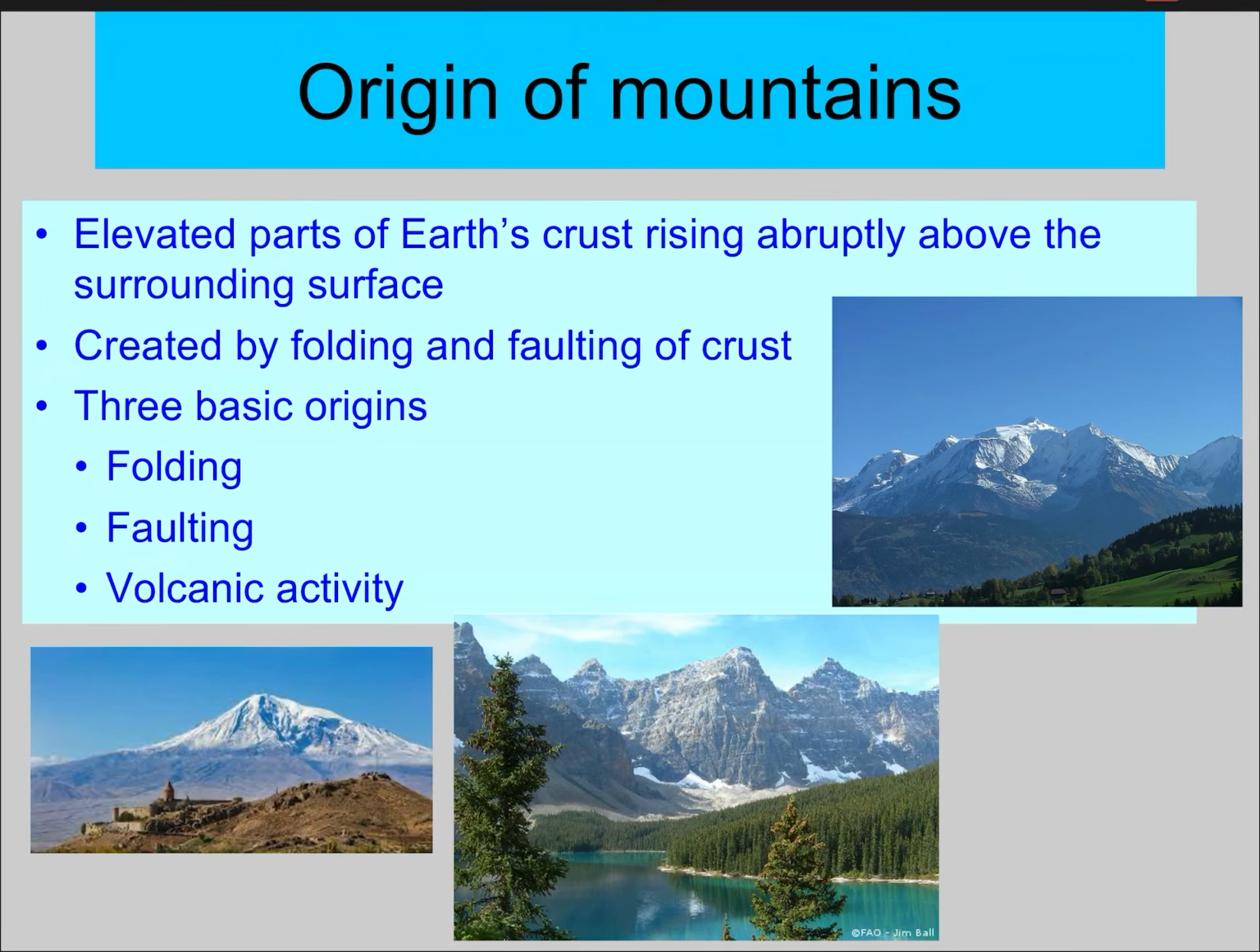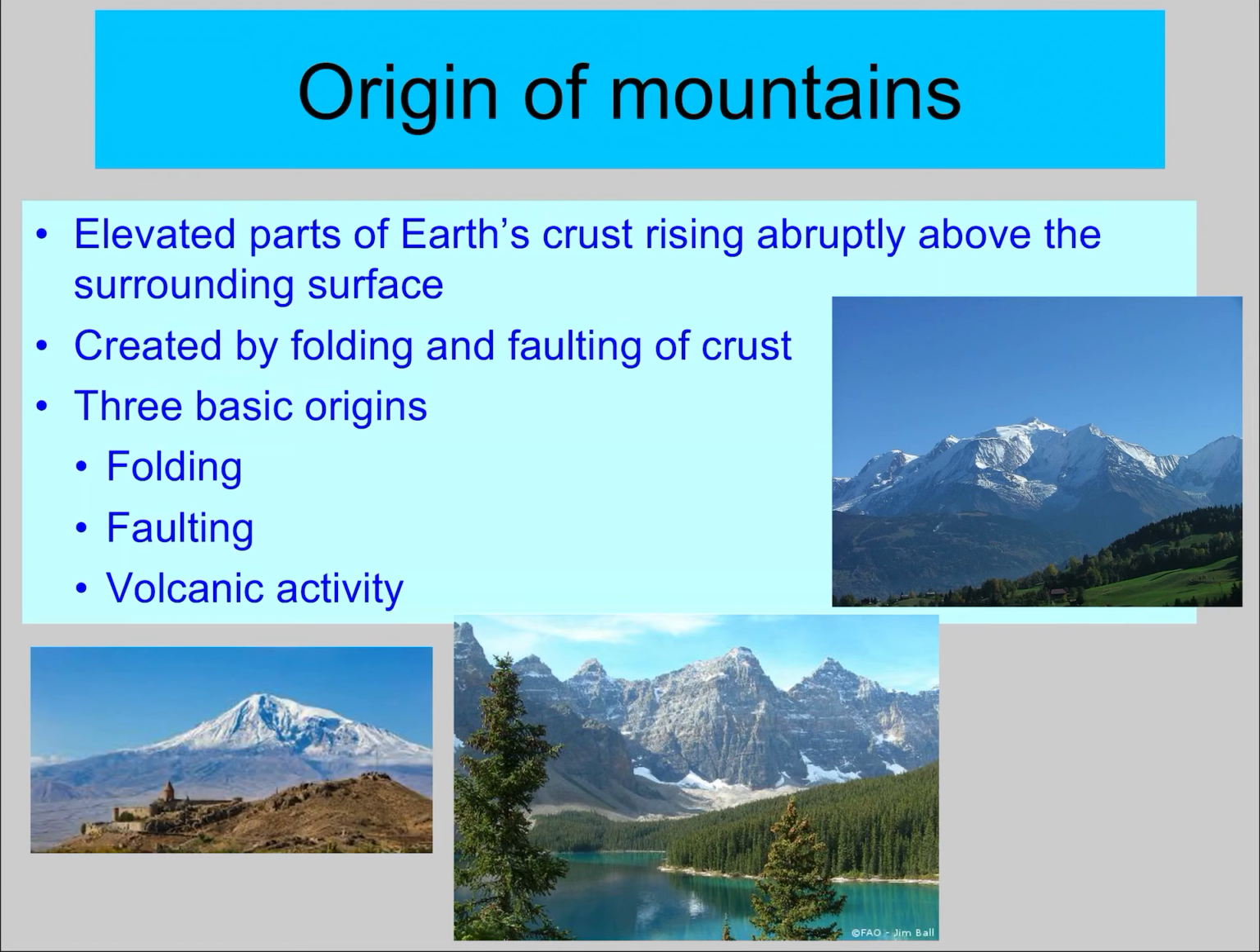All right, back to talk about origin of mountains. So mountains' official definition are elevated parts of Earth's crust rising abruptly above the surrounding surface. So really just tall things above the Earth's surface. They are created by the folding and the faulting of the crust. There are three basic origins: folding, faulting, and then also volcanic activity.